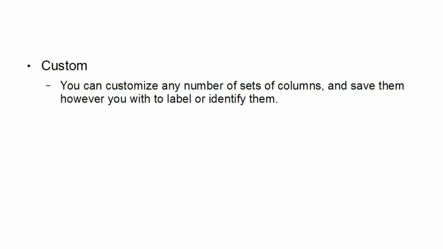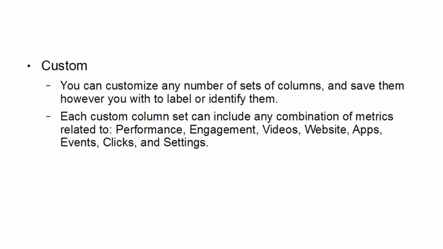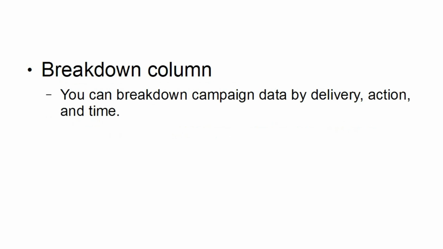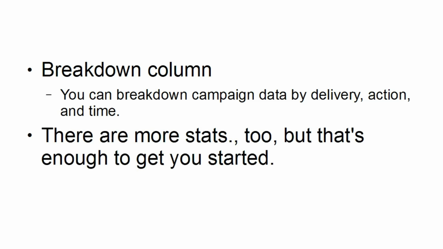And you can also customize the statistics that you want. You can customize any number of sets of columns and save them however you wish to label or identify them. And each custom column set can include any combinations of metrics related to performance, engagements, videos, website, apps, events, clicks, and settings. You can also take a look in the breakdown column, and you can break down campaign data by delivery, action, and time. Now, there are more stats too, but I think that's enough to get you started.